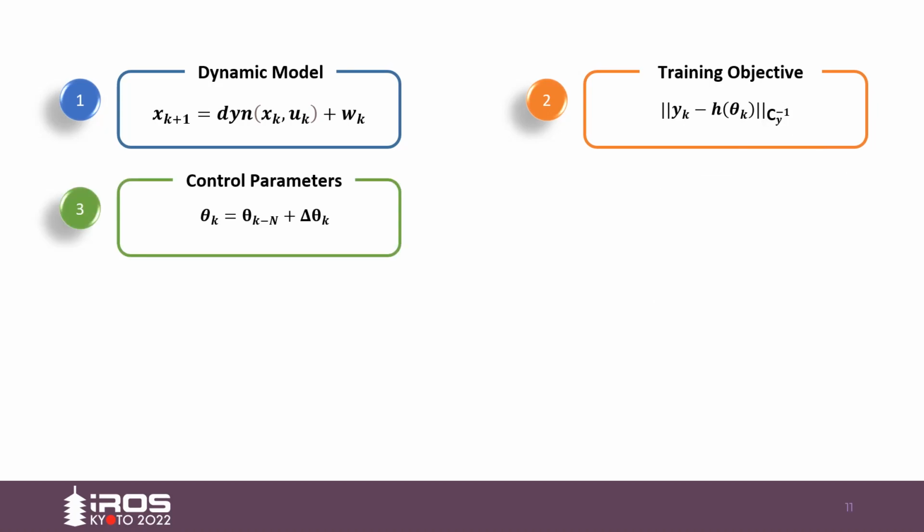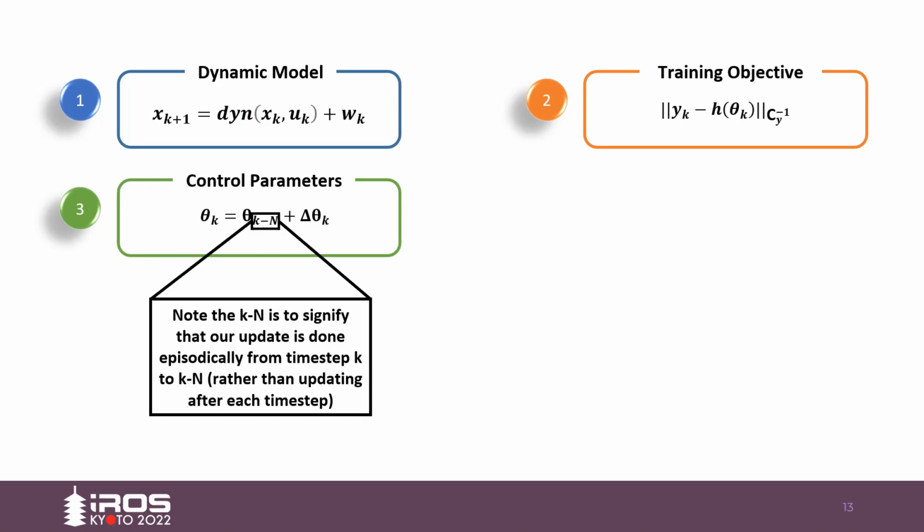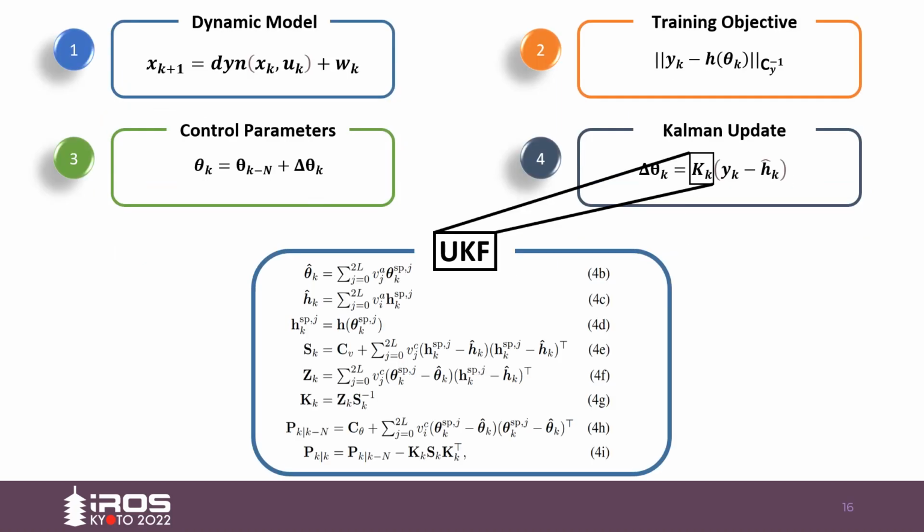Here we define the update to the user-defined parameters. These user-defined parameters can be the gains of a swing controller or the height of a swing reference trajectory. We can specify k-n here to numerically show that we update these parameters episodically rather than after each time step. The update is done using the Kalman gain, where the Kalman gain is calculated using a UKF. Essentially, this implementation of a UKF differs from other UKF applications where you can think of the control parameter or theta as the states of a typical UKF, and instead of having sensor measurements as the H term, we replace it with our specification function.